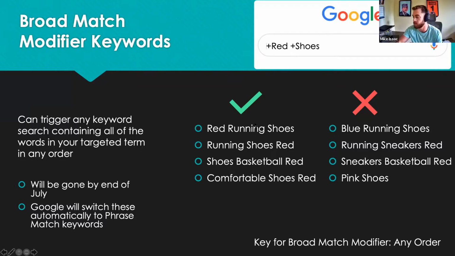So when you're looking at the examples that we have for this example, you can see red running shoes would show up, running shoes red would show up. So you can see even without that order being exactly the same, it'll still trigger that search to show. Same thing with shoes basketball red and comfortable shoes red. The terms that it wouldn't show up for are things like blue running shoes, running sneakers red, sneakers basketball red, and pink shoes. And so when you're thinking about broad match modifier keywords, the key to keep in mind is that the words in any specific order of what you implement will then trigger your ads to show up.